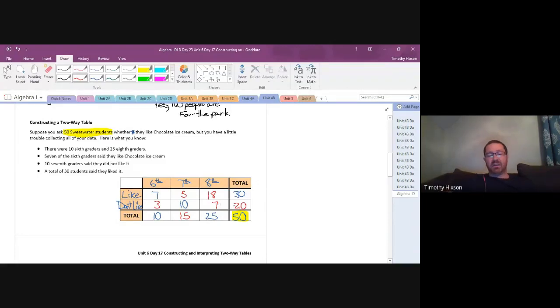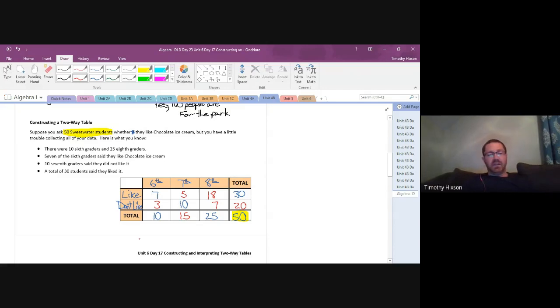Now I can double check my answer by adding these two together. 18 plus 7 equals 25. When you're done with these, always check every column. 7 and 3 equals 10, 5 plus 10 equals 15, 18 plus 7 equals 25, 30 plus 20 equals 50. And then check all your rows. 7 plus 5 plus 18 equals 30, 3 plus 10 plus 7 equals 20, and 10 plus 15 plus 25 equals 50. When you get all those to be right, then you've got your two-way table set up correctly.